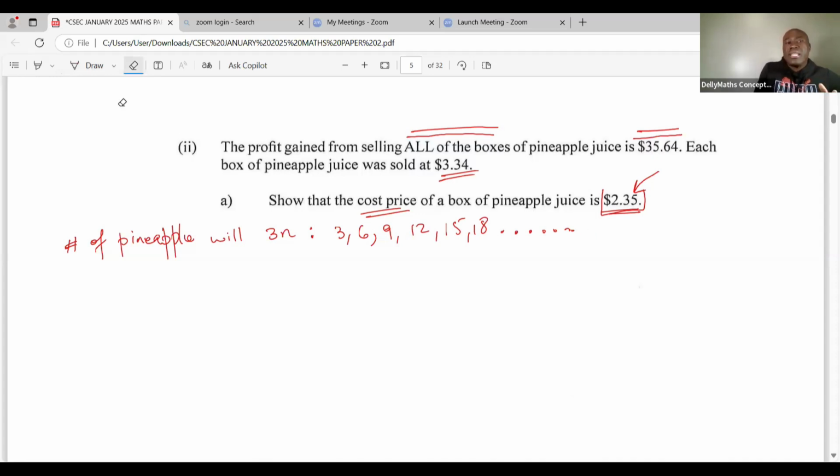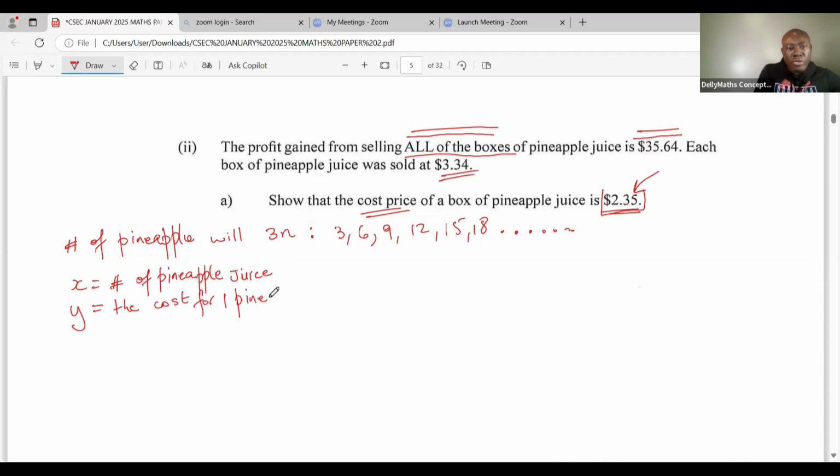So why are we saying this? We're suggesting that if we're going to sell all of the boxes, then those pineapples will be in the boxes and they're selling in sets of threes. We're going to use that to solve this problem. Now, we're going to let X represent the number of pineapple juice. And we're going to let Y represent the cost for one pineapple juice.